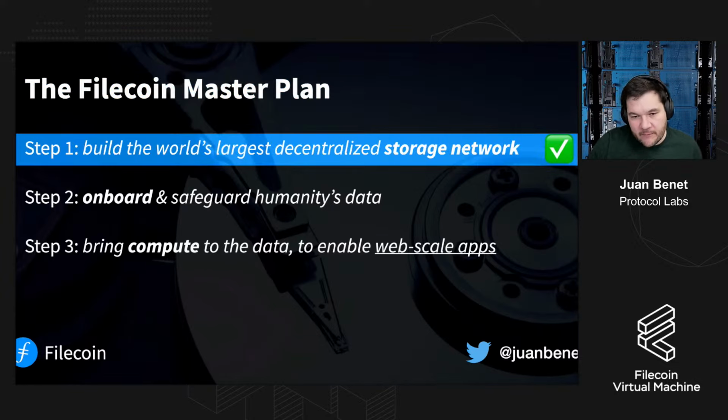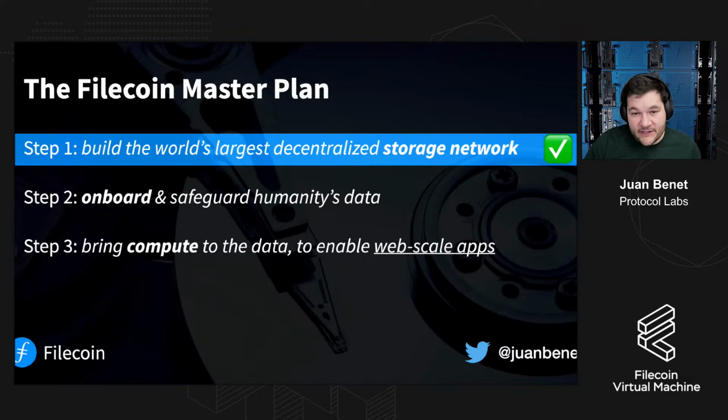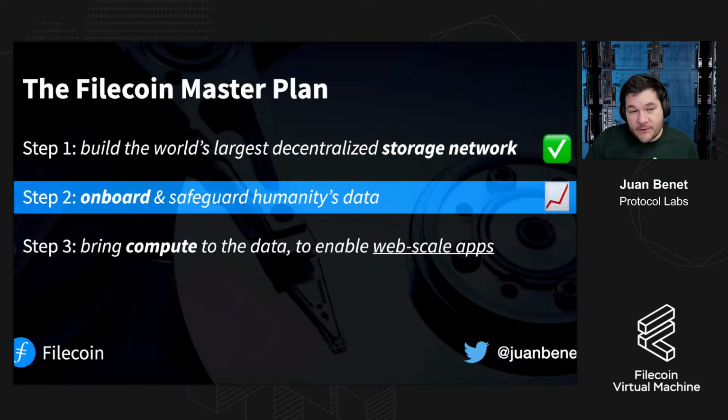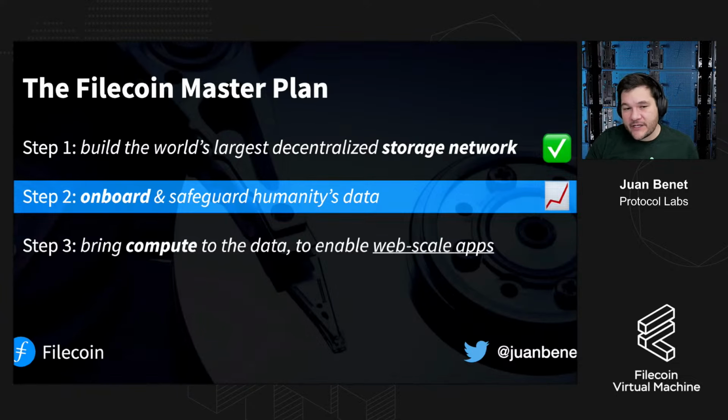As Colin mentioned already, in this broader Filecoin master plan, step 1 is to build the world's largest decentralized storage network. We've achieved that, thanks to a ton of work from so many participants across the world. Step 2 is to onboard and safeguard humanity's data. We've had a tremendous amount of improvement here, and we're onboarding close to 4 petabytes a day, which is a huge amount of data. We're pushing over 600 petabytes across the network and much more.